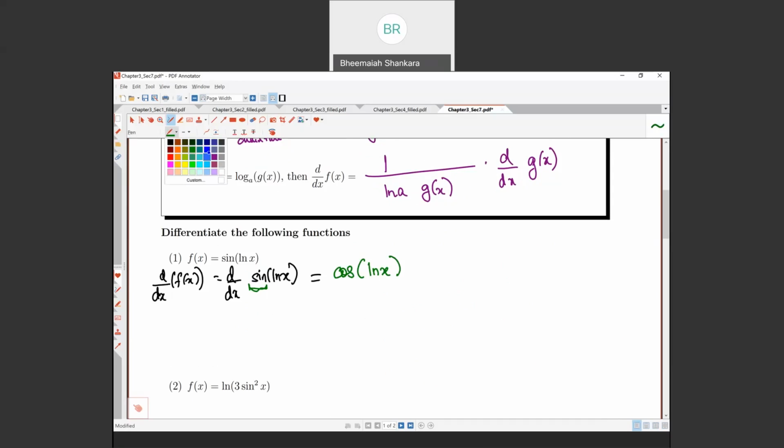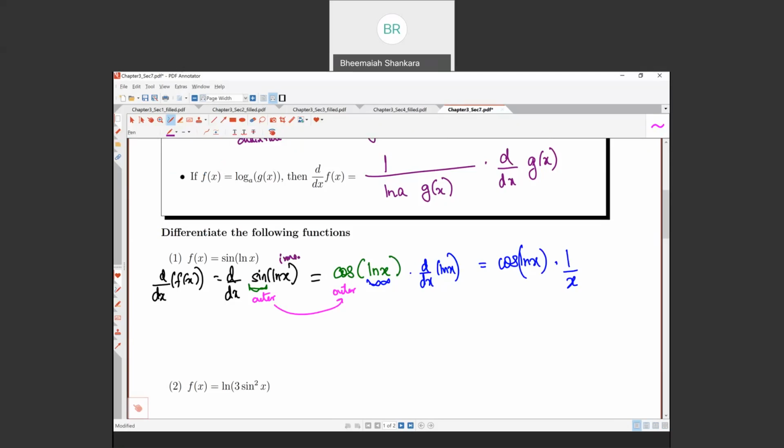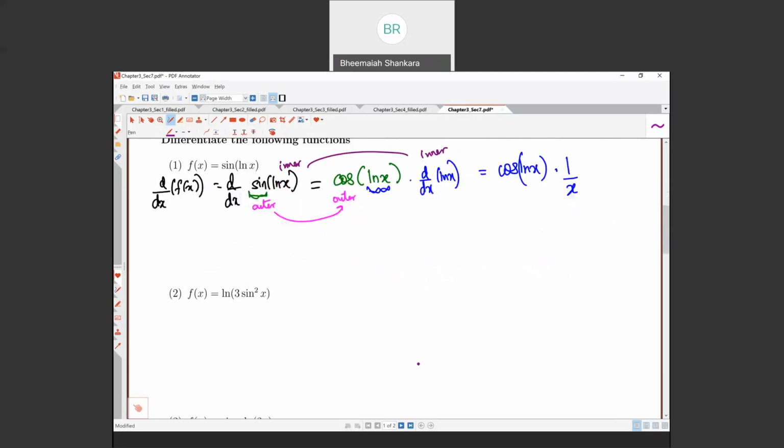Then you want to move inside. You want to derive this ln x. So I'm going to write d/dx of ln x. And it turns out that the d/dx of ln x is 1 over x. So write 1 over x. So we did derive the outer function first, and then we did derive the inner function second. So this is the chain rule of differentiation with a natural log term.